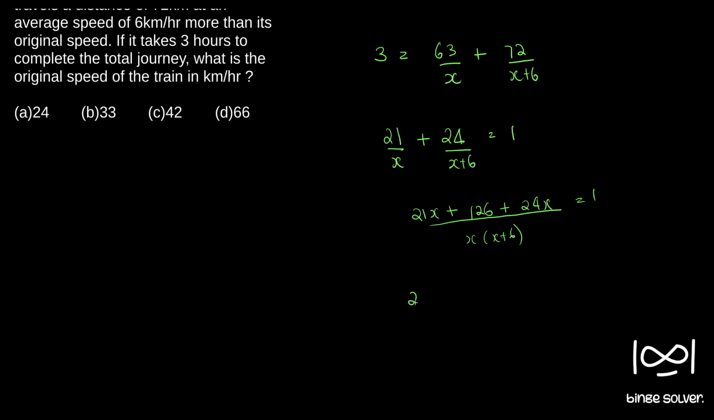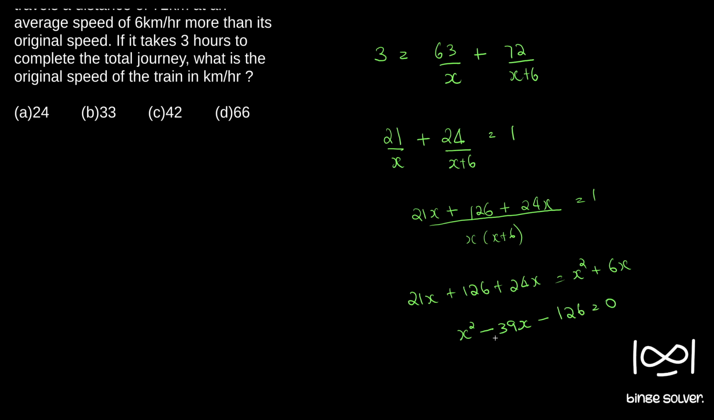Or we can write 21x plus 126 plus 24x is equal to x square plus 6x. So simplifying, we get x square, 21 plus 24 is 45, 45 minus 6 is 39. So it is minus 39x minus 126 is equal to 0. This is the quadratic equation.